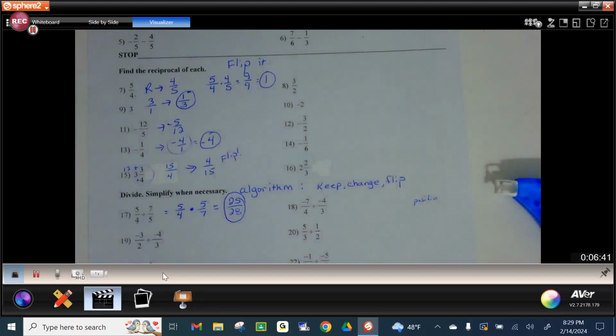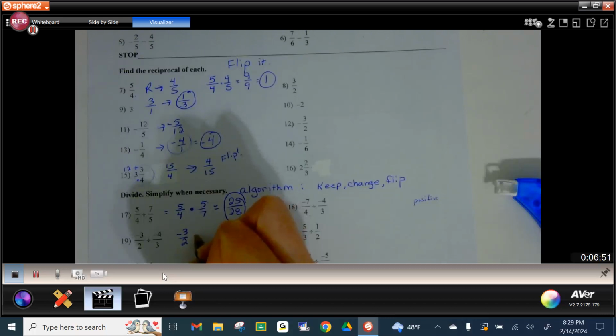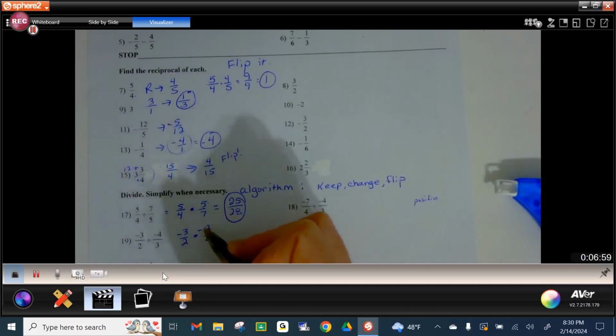All right, number 19. I have 2 fractions here. I'm going to keep the first, negative 3 over 2, change that to multiply, and flip the next fraction, so it's 3 over 4, but I need to keep the negative. Okay? The negative can go on the bottom or the top, it doesn't matter.